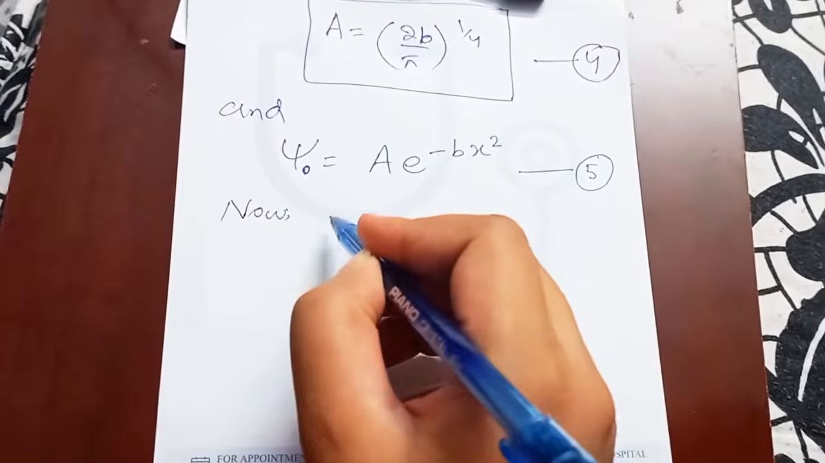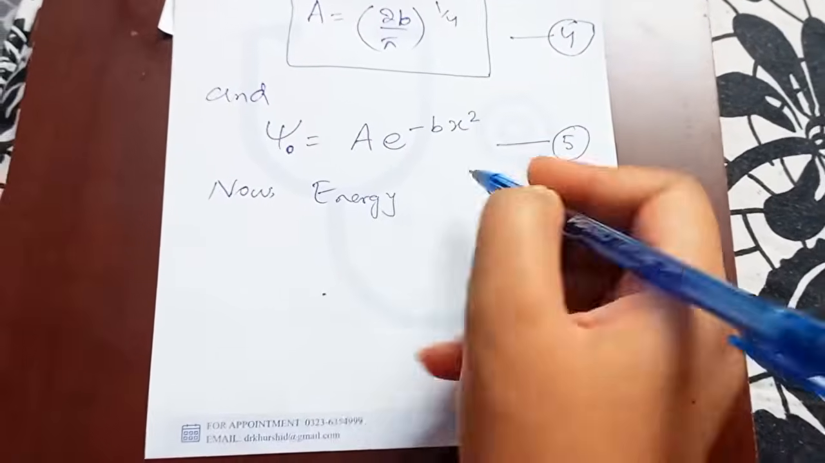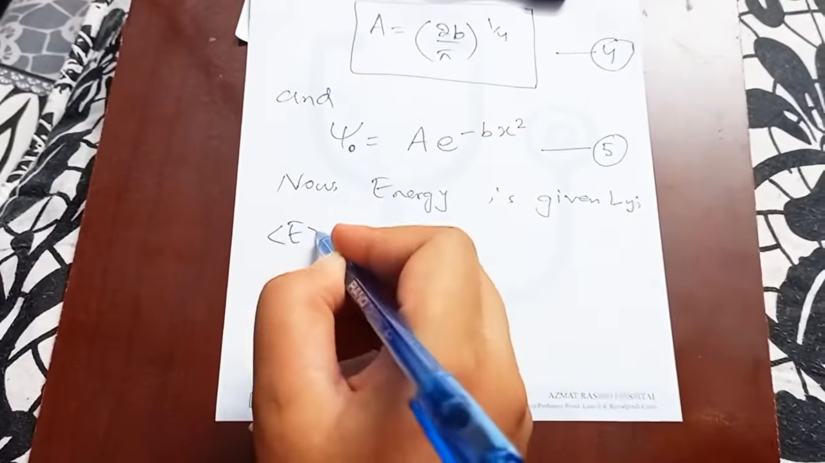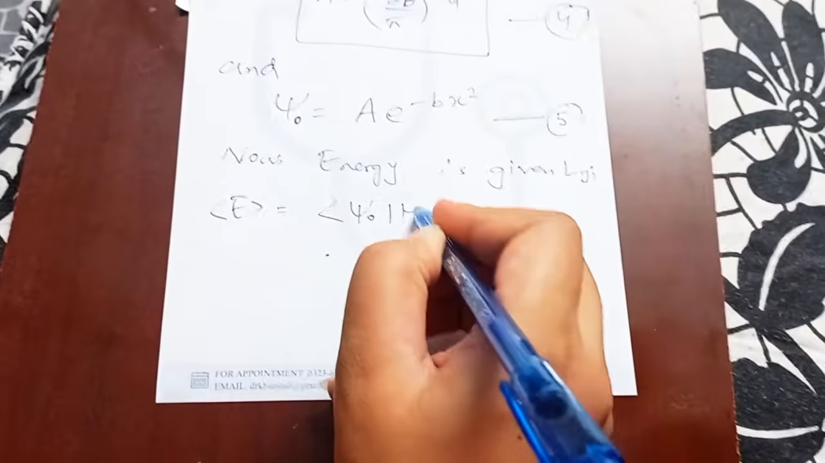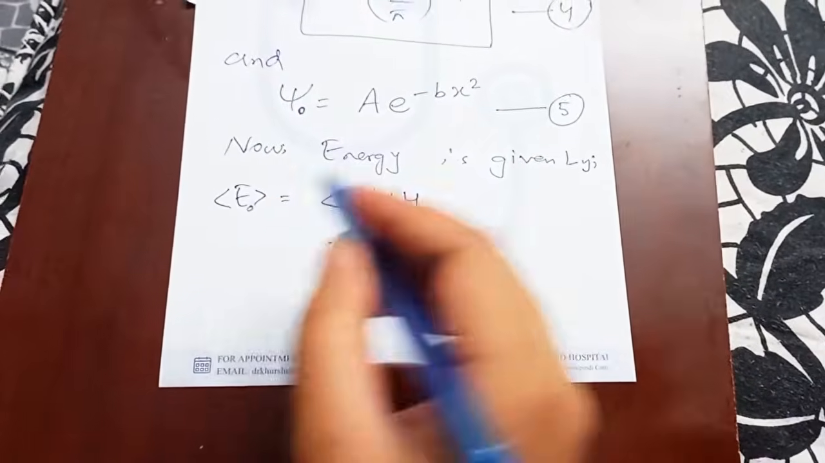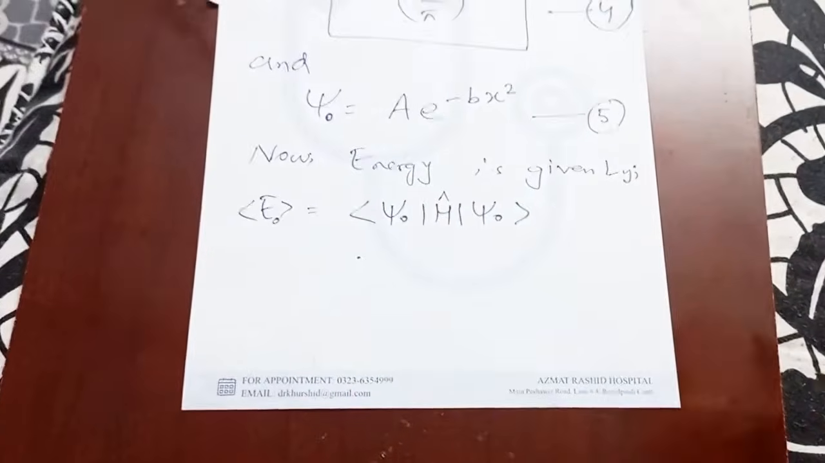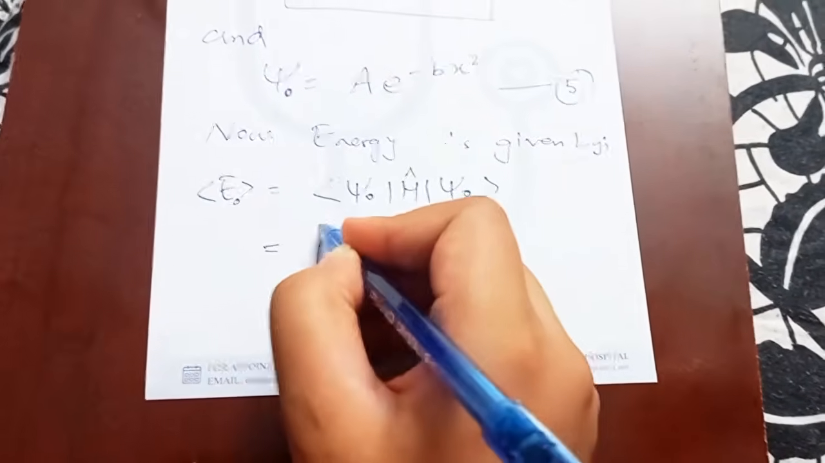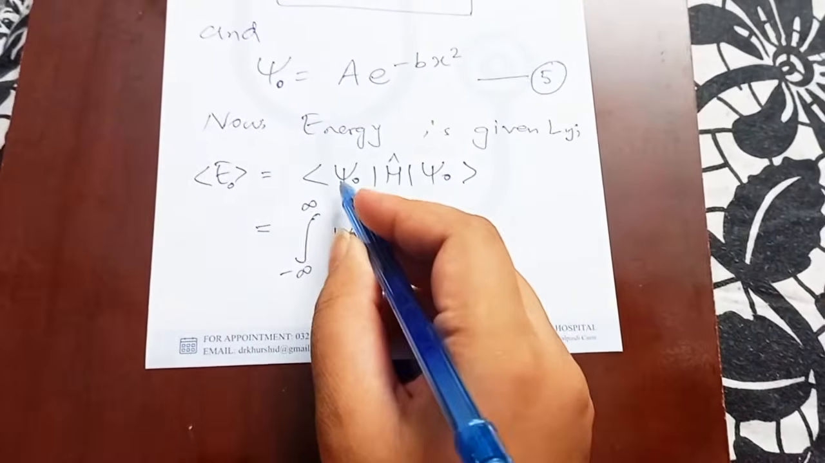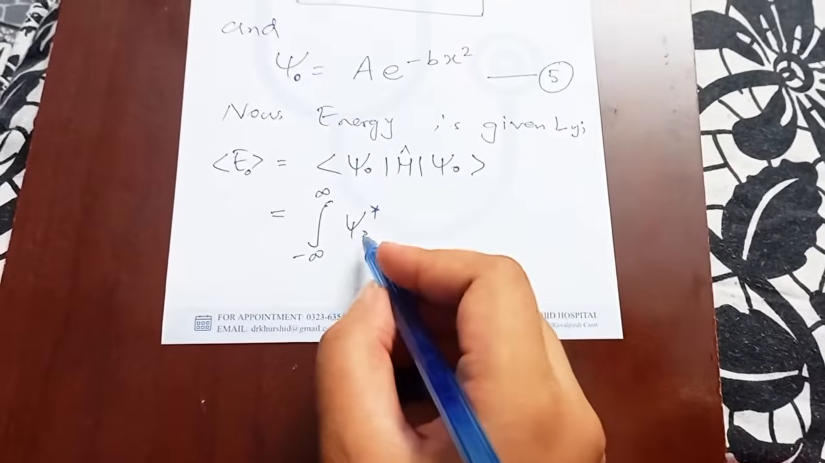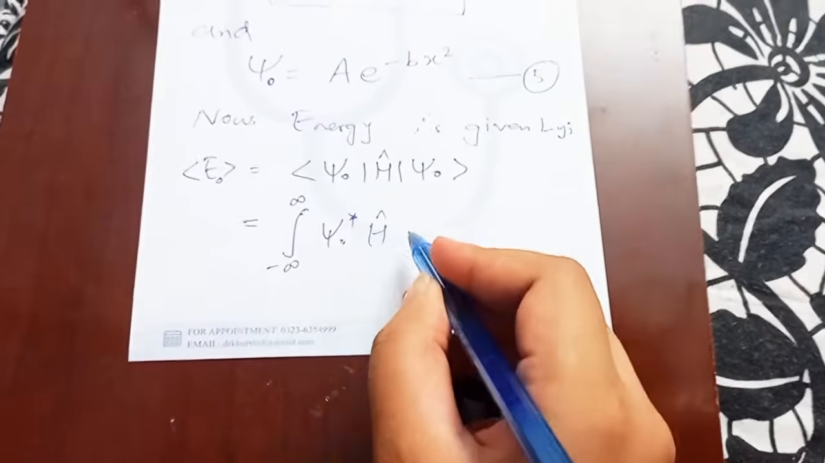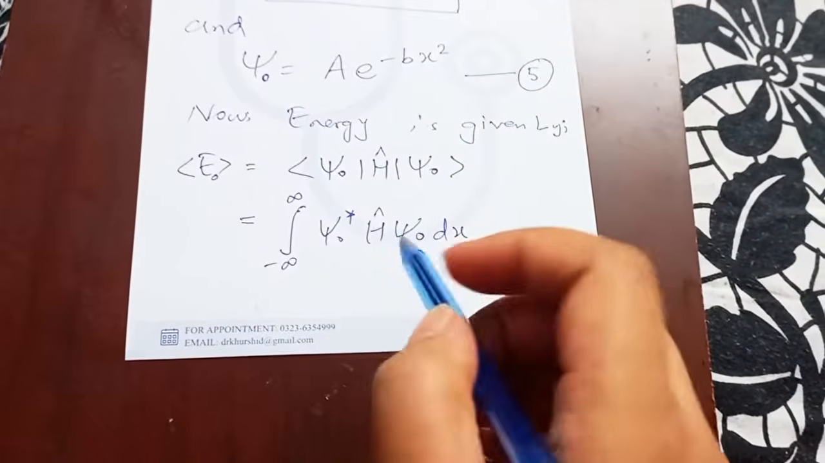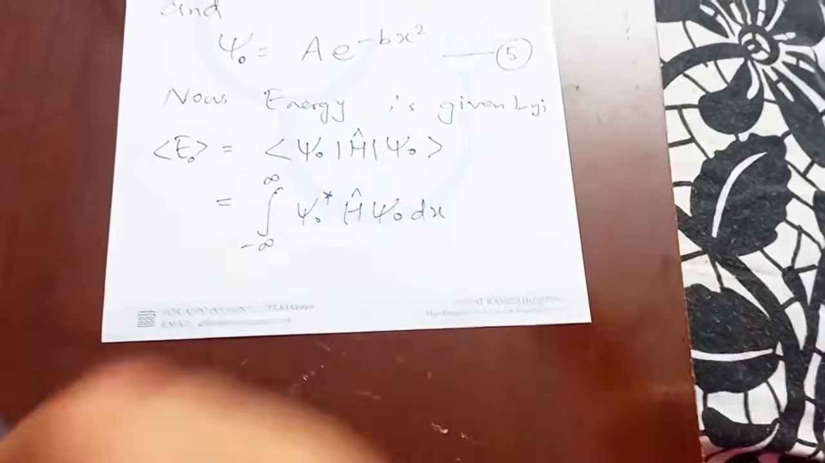Now the expectation energy for the ground state is given by, so we'll use E naught here. Let us open it. So it's psi naught star, because it's in the bra vector, so it will be star. Then we have H, then psi naught again, and dx, since it's 1D. Now the next step is to put the value of each of these things into this expression.